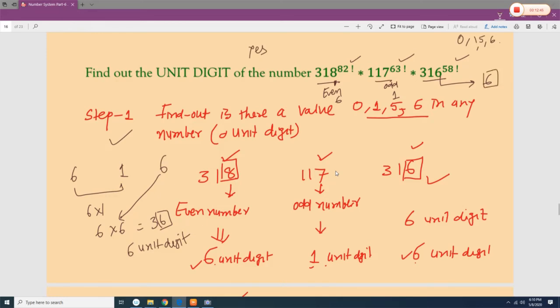Now you have to identify even and odd. So this is even. Yes, if it is even then 6. If it is odd then it is 1. So we found out 3 numbers, 6 into 1 into 6. First you have to multiply these two numbers. So it is 6. So the unit digit is 6 and then you have to carry forward this 6. So 6 into 6 is 36. So 6 is the answer.